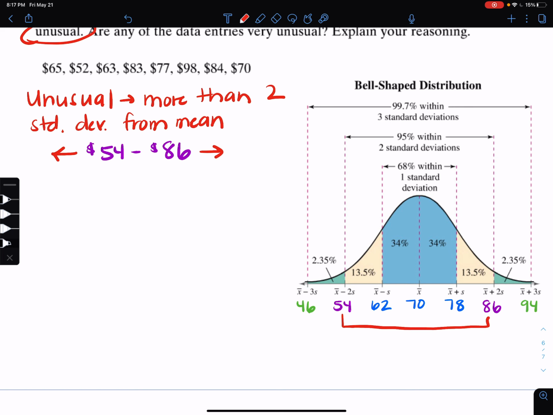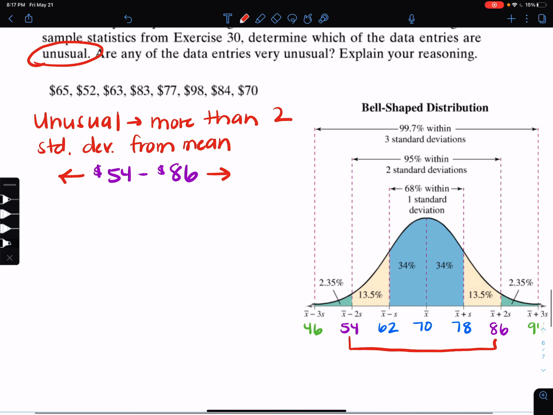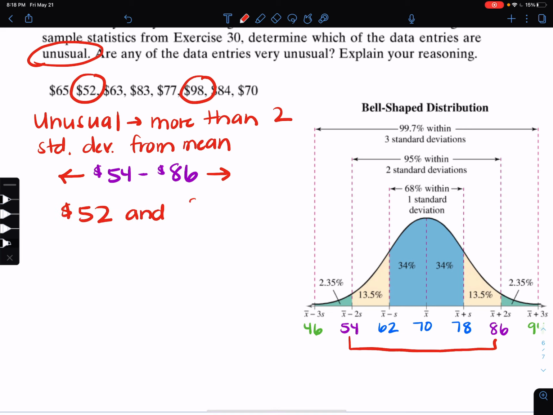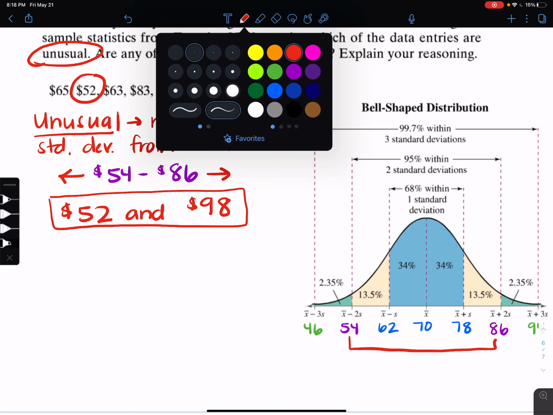But if you have values that are beyond 2 standard deviations, less than 54, more than 86, they will be considered unusual. So if we scan our list of data values here, the only 2 values that go outside of this range are 52, that's below 54, and 98, that's above 86. So unusual values would be 52 and 98. Okay, anything that's more than 2 standard deviations away from the mean is considered unusual.